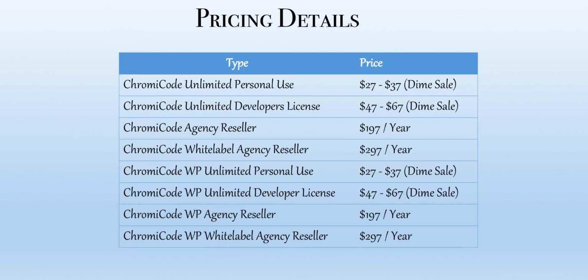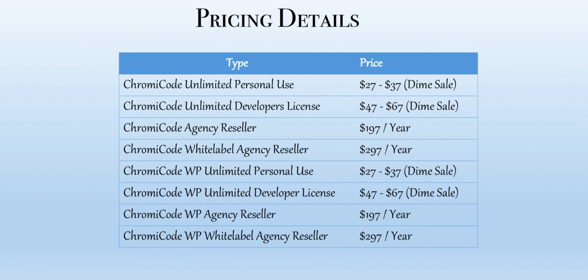Now let's try to see what are the different pricing structures. So you could actually get an unlimited personal usage license at $27, and it could also go until $37 because the price increases by a dime every time a purchase is made. So by the time you go there, you might see a different price, but the max is $37. And you can also get developer's license, which is ranging between $47 to $67. You have an agency reseller license at $197 per year, and then a white label agency reseller license for $297 per year.